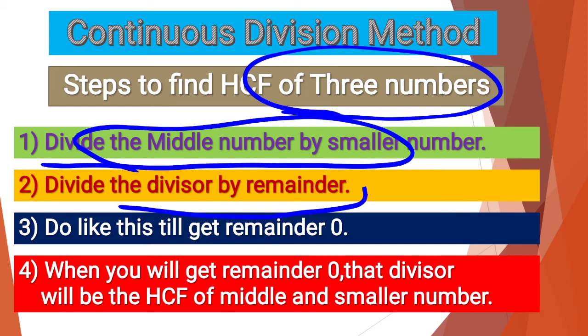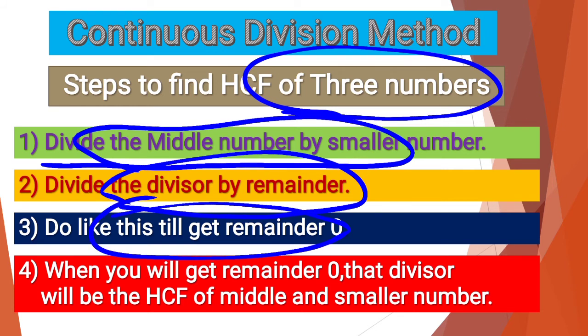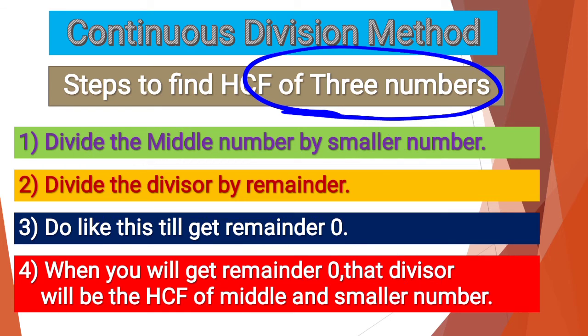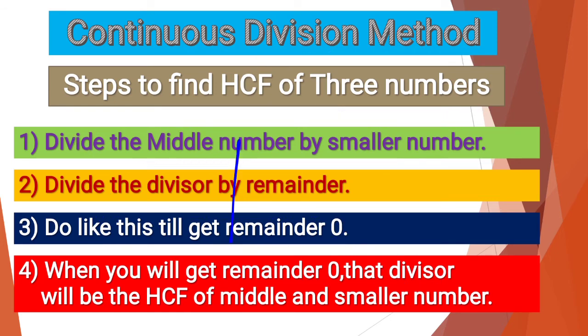Divide the divisor by the remainder, then keep dividing till you get remainder 0. When you get remainder 0, that divisor will be the HCF of the middle and smaller number, right? This method is the same as the previous one, clear?